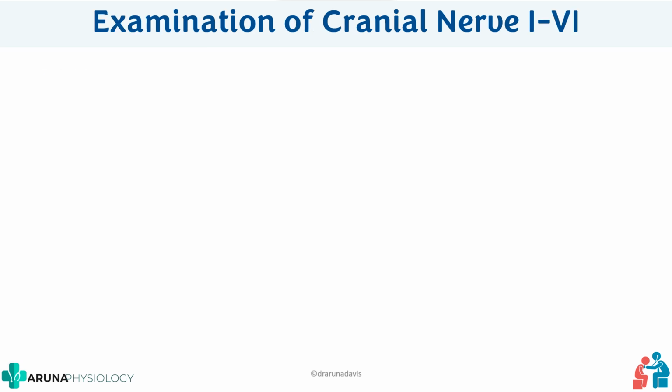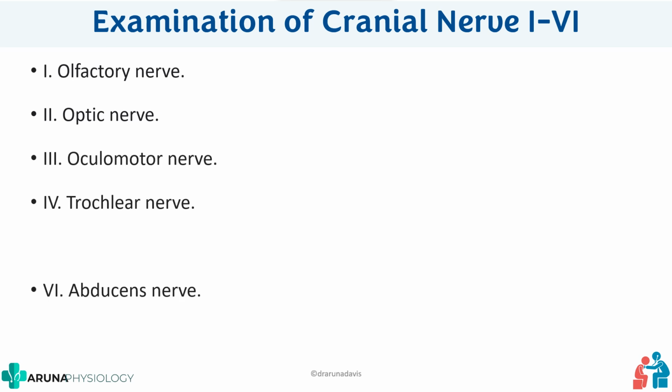Thus in this video we have seen how to examine the olfactory nerve and the optic nerve, in which we studied three points: visual acuity, visual field and color vision. Then we examined the 3, 4, 6 cranial nerves together, checking the movements of the eyeball and more. And then finally the trigeminal nerve. So that completes the examination of cranial nerves 1 to 6.